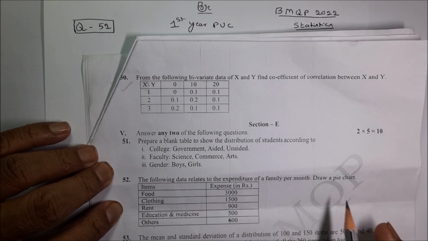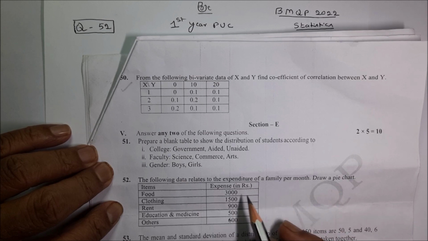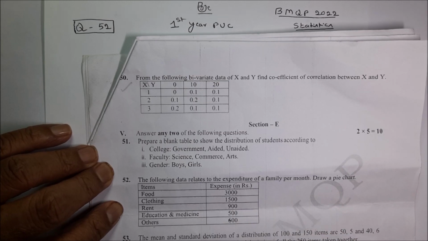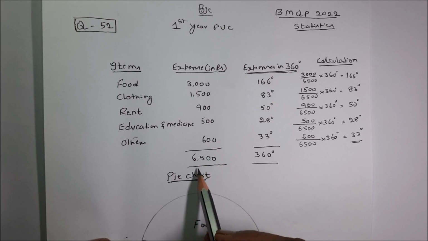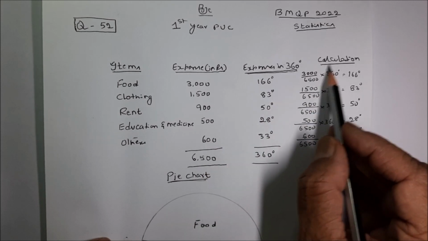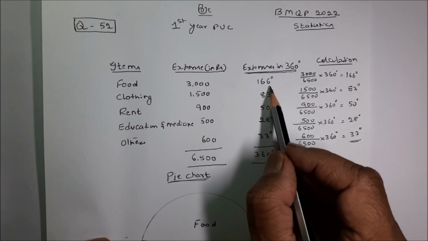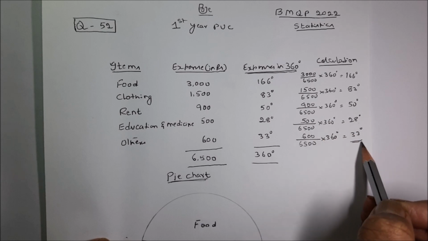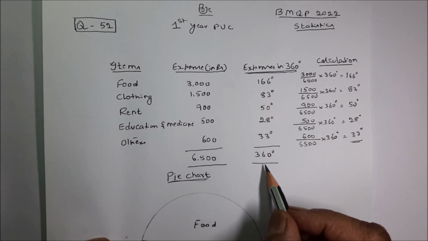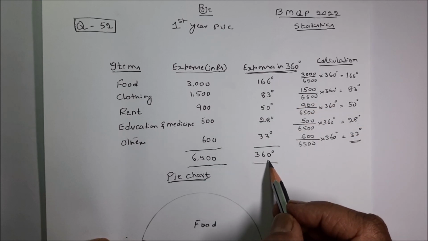If it is percentage, it is for 100. Now it is very simple. It is a pie chart, so the whole thing should be converted into 360 degrees. I have given you 3000, 1900, 600, 6500. Here I have given the calculation: 3000 divided by 6500 times 360 degrees gives 166 degrees, 83 degrees, 50 degrees, 28 degrees, 33 degrees. When you add, it comes to a total of 360 degrees. That means altogether it must be 360.